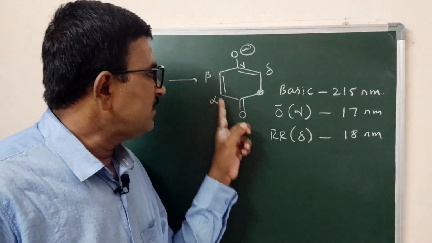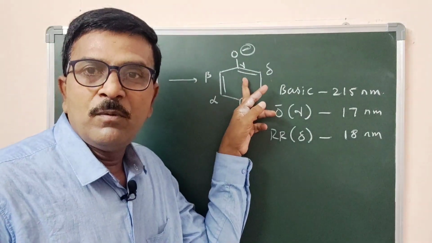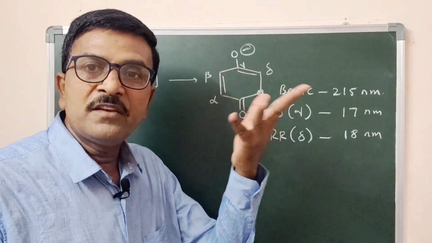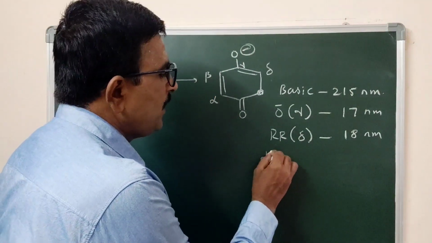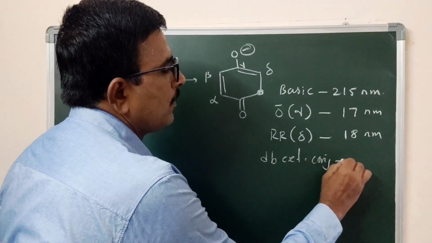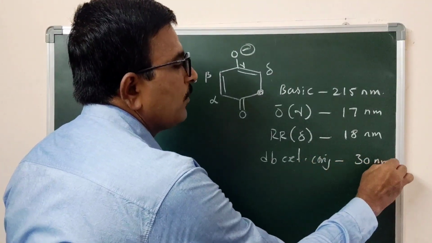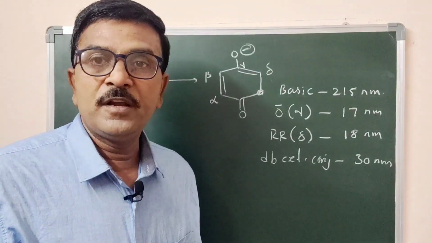Next, this is alpha beta unsaturated carbonyl. This double bond is extra double bond. So one double bond extending the conjugation of first one. So double bond extending conjugation contributed 30 nanometer.